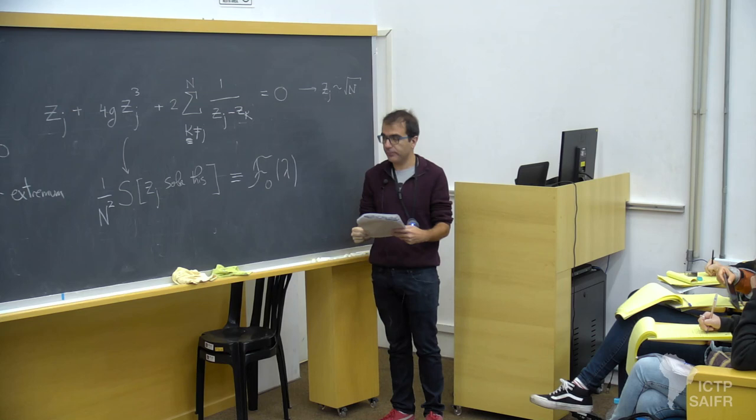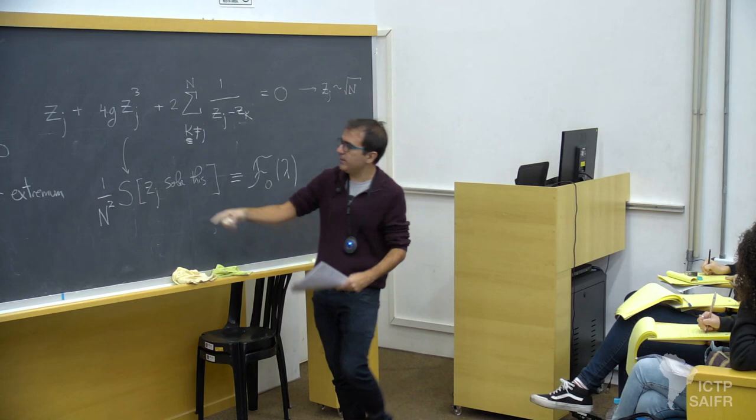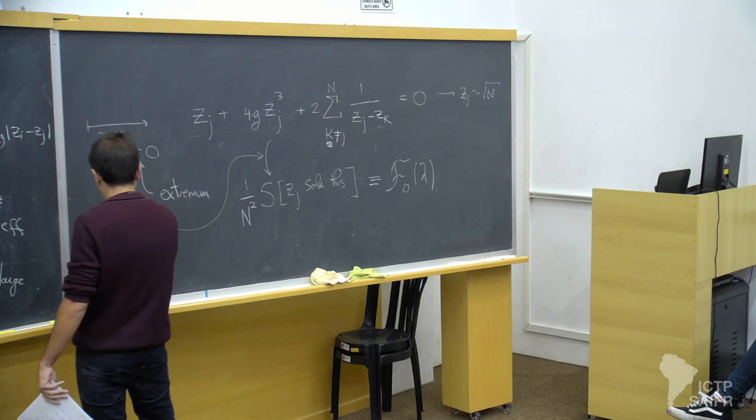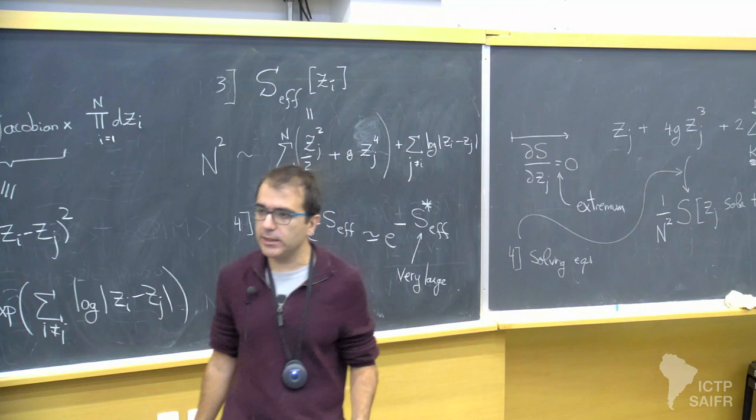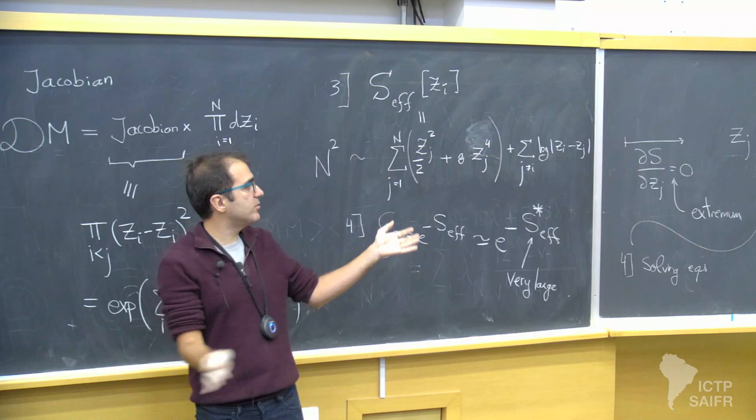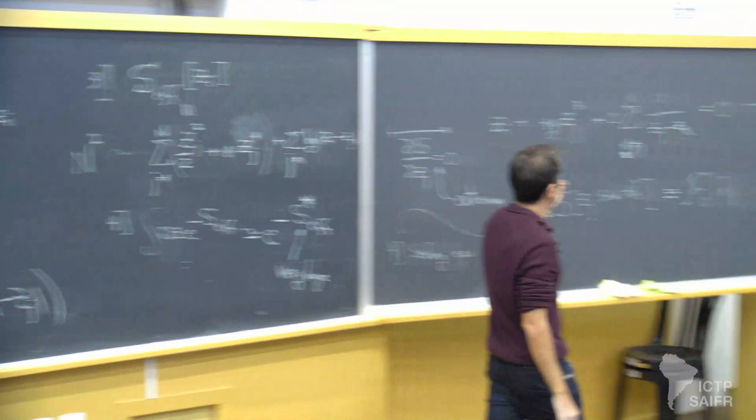Now, of course, this arrow here is complicated. How to solve these equations and so on. That would be step number 4, which is solving these equations. But I want to point out that it's a way simpler problem. We started with a problem of counting maps of different topologies and so on. And we are left with the problem of solving a bunch of algebraic equations. It's more than that. These equations have a very nice interpretation.